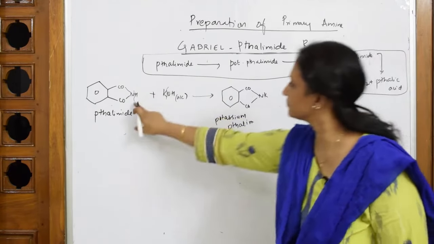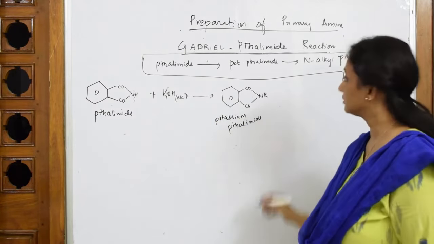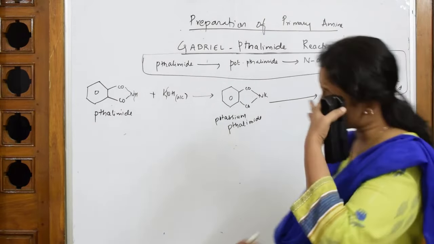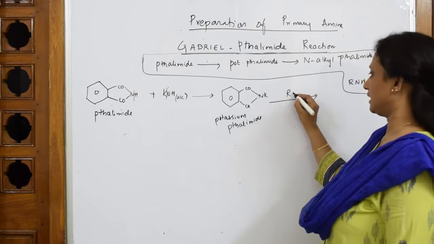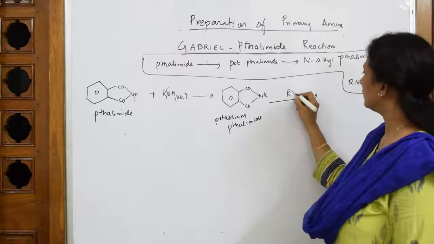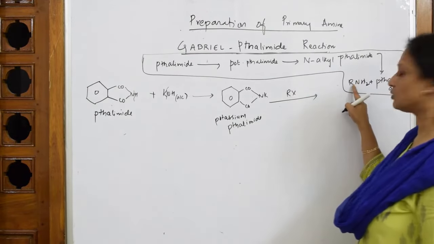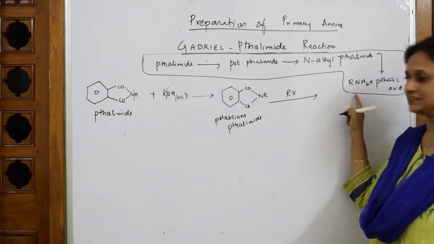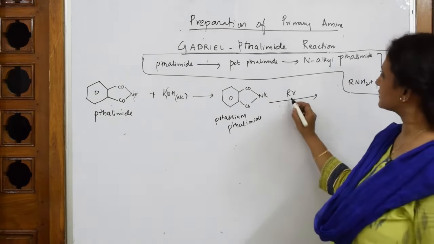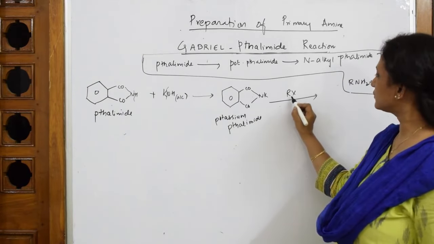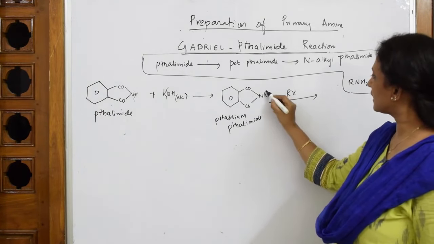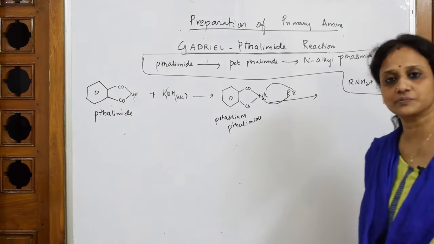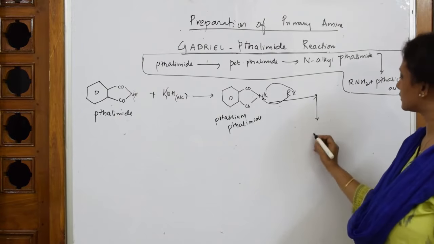Now to this potassium phthalimide, you are going to introduce an alkyl group. Why am I introducing an alkyl group? Because this alkyl halide will come out as amine here. Simple. Let's see this. So alkyl, this RX, done. Now what's going to happen here? This K comes out with X and the alkyl group goes and occupies this position. Let us come down to this.